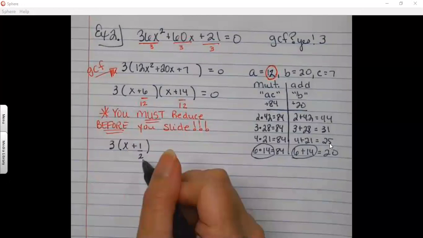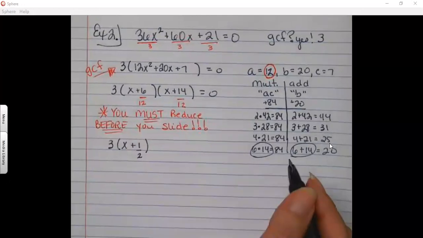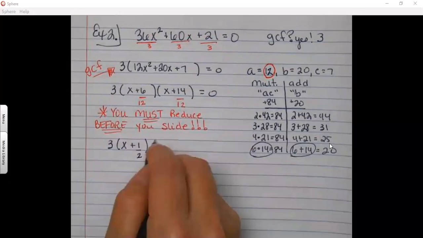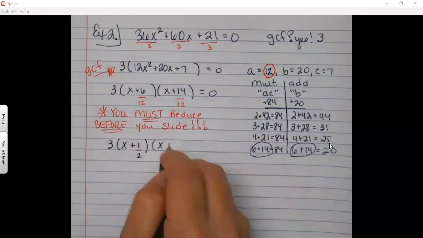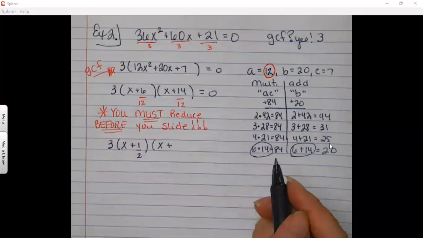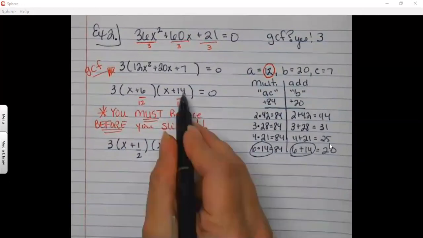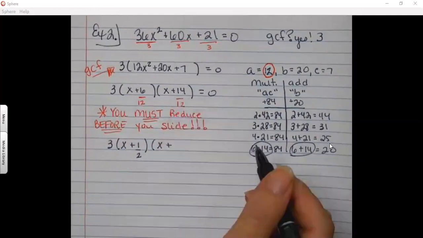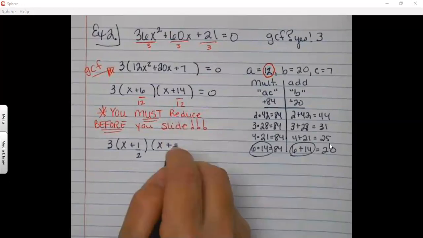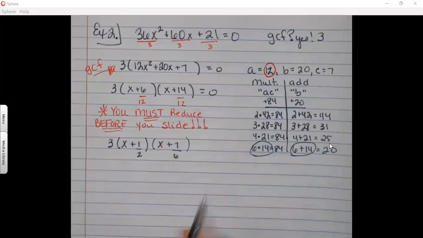And then 14/12, what divides into 14 and 12 evenly, besides 1? They're both even, right. So 2 always does. Is there a number larger than 2? 4 will not divide into 14 evenly. So 2. 2 divides into 14 7 times. 2 divides into 12 6 times. If you don't pick the greatest number to reduce by, then you're just going to see it can be reduced again. Okay. So now that we have reduced, now we can slide.